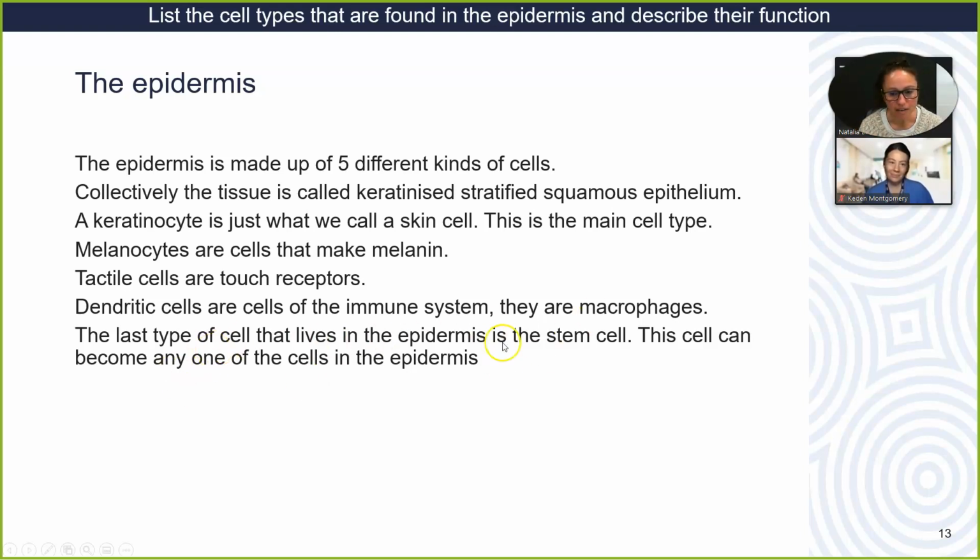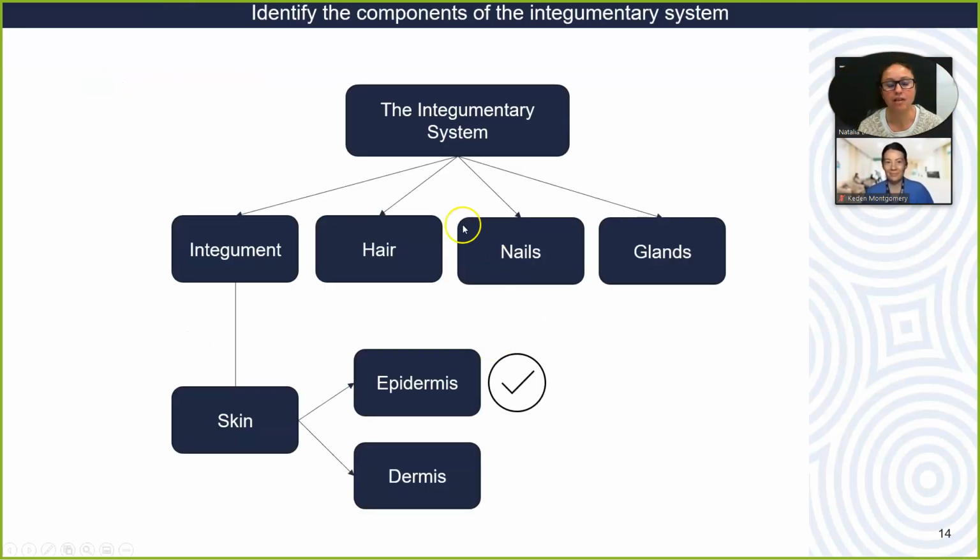Right, and the last one is the stem cell, because our skin is always making cells. It takes about a month for you to make a skin cell, and it goes all the way to the top, and then you lose it. It's gone forever. Here's our learning map. We just did the first layer of the skin.